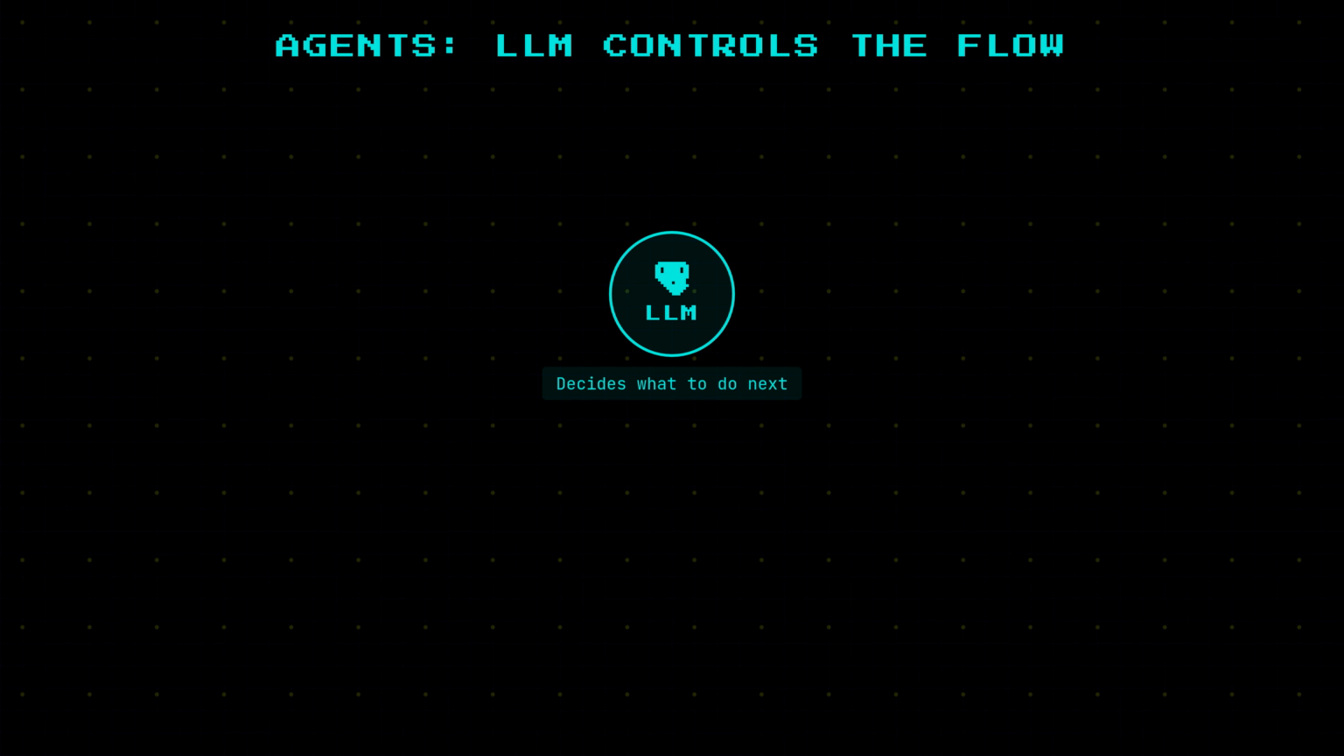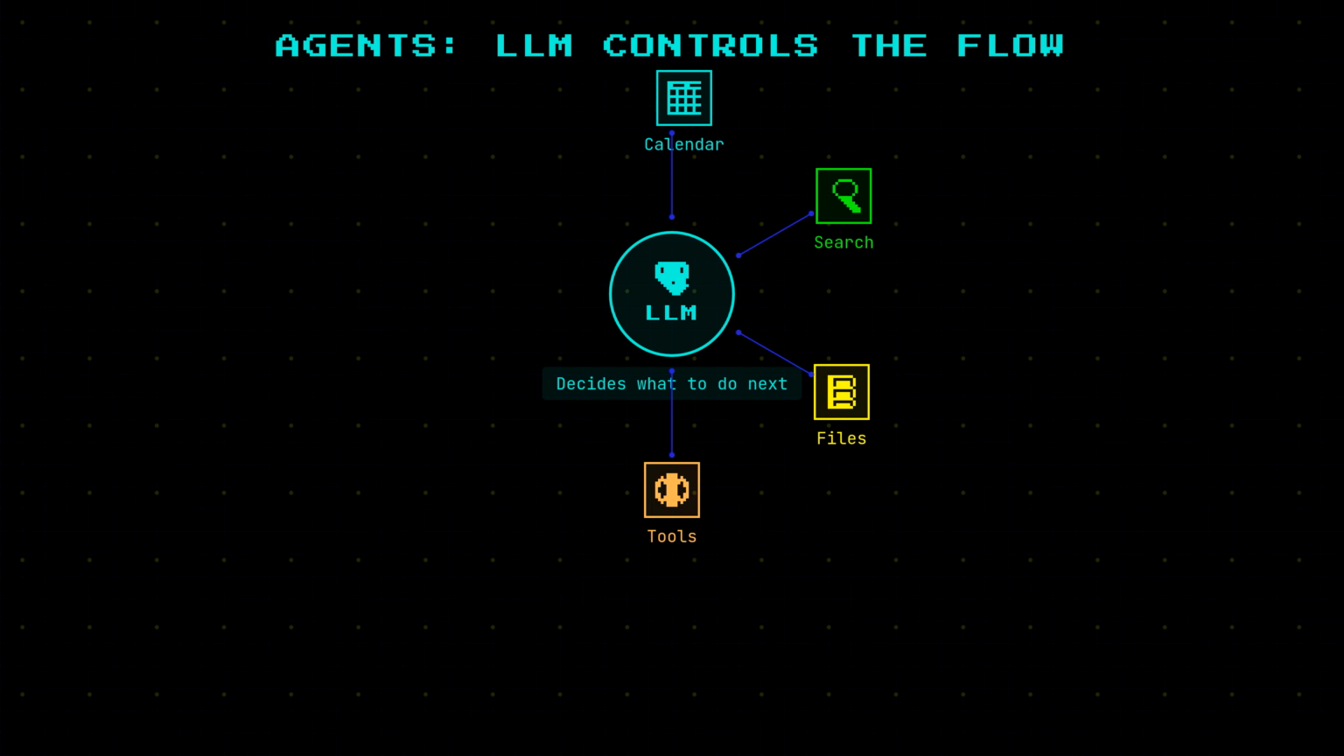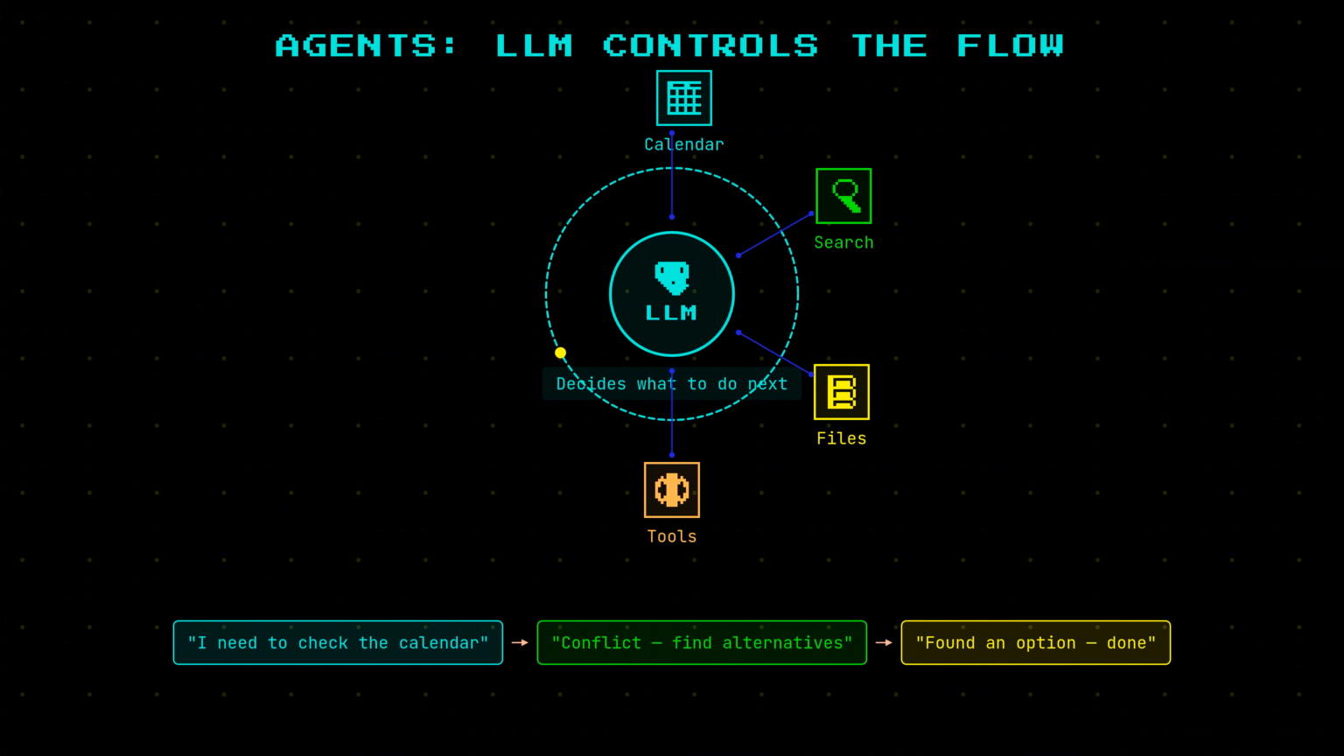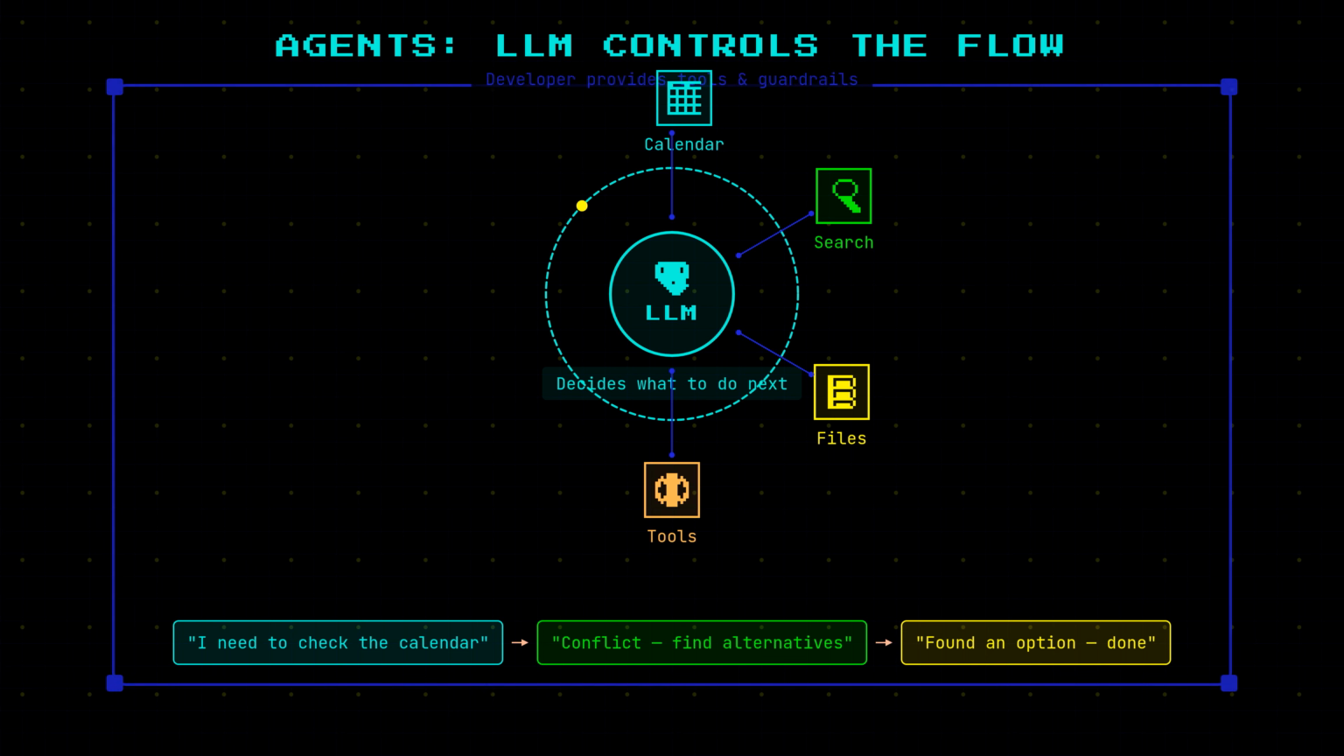In an agent, the LLM decides what to do next. It looks at the current situation, picks a tool, uses the result to decide the next action, and keeps going until the task is done. The LLM decides, I need to check the calendar, calls calendar tool. There's a conflict, let me find alternatives, calls search tool. I found an option that works, generates final response. The developer provides the tools and guardrails. The LLM decides how to use them.